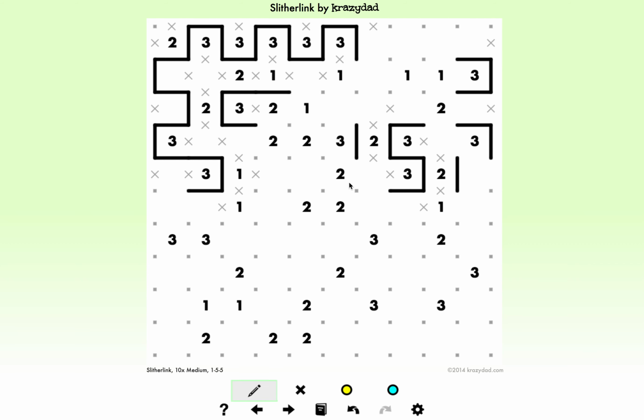I'm looking at my lines of 2s. I'm looking at my 3s for patterns. There's some 3s right there. Some 3s right here. Okay, before I fill that one in, let me go back and show you how shading works with this.